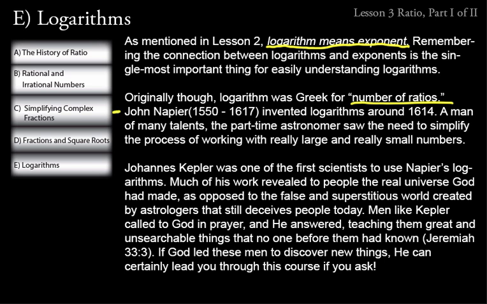And John Napier, a Christian man, invented logarithms around 1614. He had many talents. He was a part-time astronomer. He saw the need to simplify the process of working with really large and really small numbers. Exponents weren't really developed till 1637, so Napier's original form of logarithms doesn't look anything like we describe them today. The form we use now looks more like how Leonhard Euler described them in Elements of Algebra. That was the book he wrote in 1765, which modern algebra courses originate from and are based on, including this course as well.